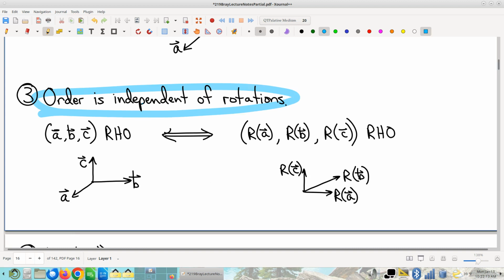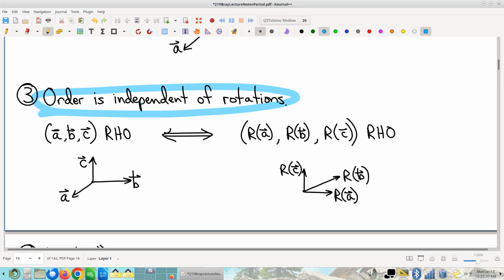This one here, the order is independent of the rotation. Well, if this hand gesture that I'm doing with my right hand right now represents 3 vectors A, B, C, and I rotate all 3 vectors in the same way, I can still do it with my right hand, right? So completely independent of rotations.